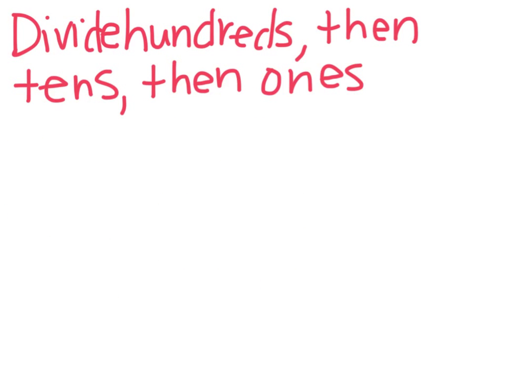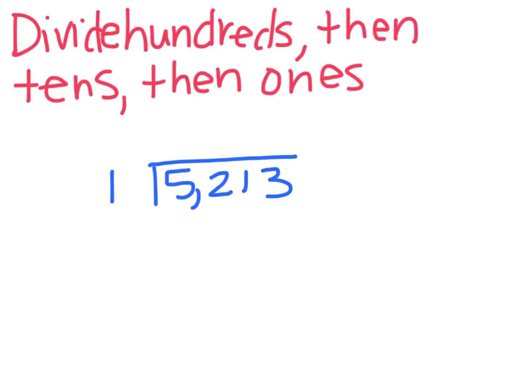What happens if our divisor is significantly less than the dividend when we're dividing 4-digit numbers by 2-digit numbers? Well, in that case, we'll divide by the hundreds, then by the tens, then by the ones. Let's work through an example of this with the problem 5,213 divided by 15. We can see that 15 is going to fit into 5,213 many times, simply because it's such a small digit to begin with.